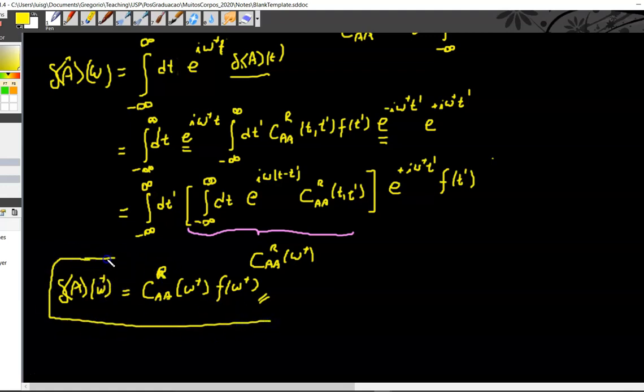So now the only thing we need is to calculate CAA of omega. By the way, this is then called the dynamical susceptibility.